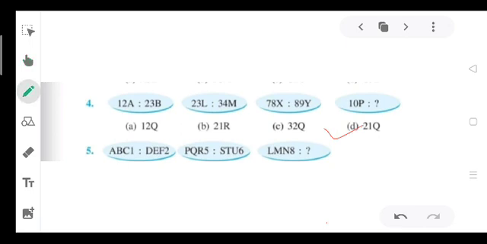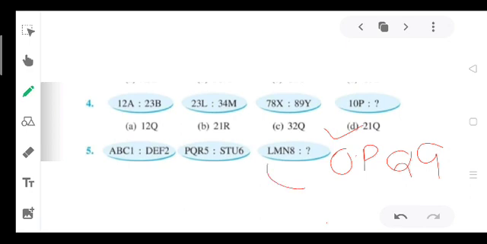So what will be the right answer here? O, P, Q, and here it will be 9. Options are not given in this, but now it should be clear to you what we have to write here.